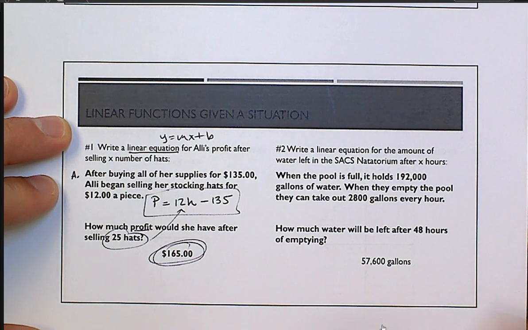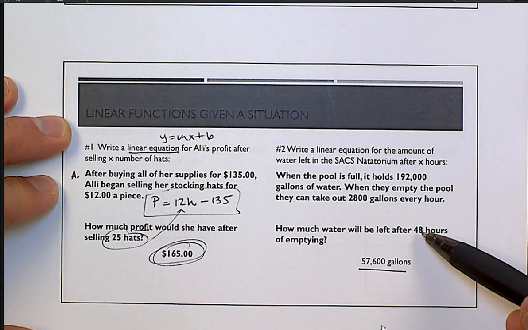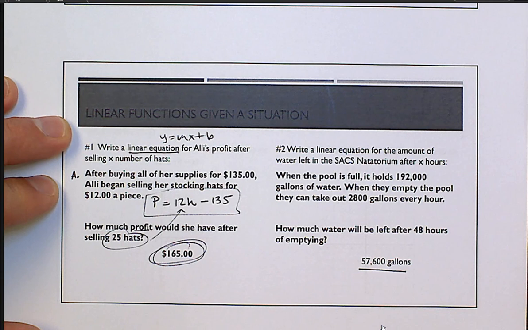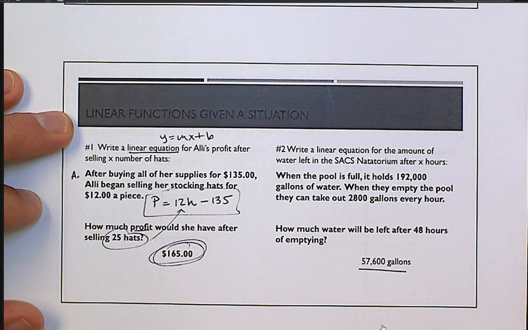You already know the answers right here, so once you figure out your equation and plug in your 48, see if you get 57,600 gallons. Okay, so we're back, whether you paused it or not. Here's how we would set up this equation.